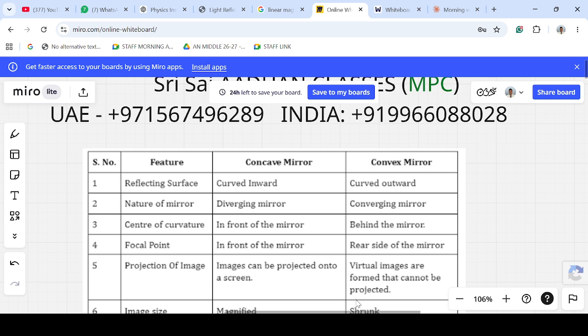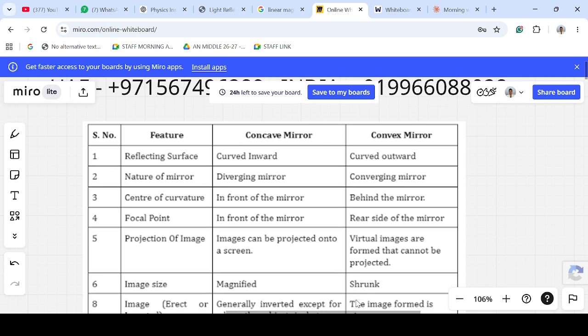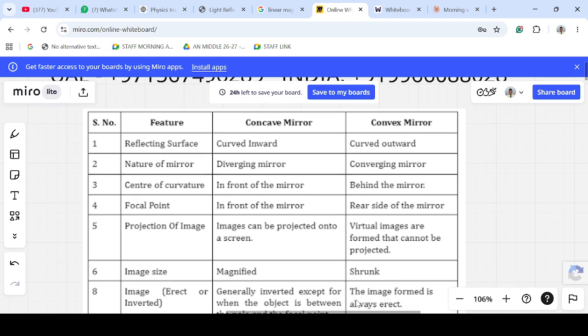As we continue Part C about the topic light, reflection and refraction. In the last class we discussed concave mirrors and convex mirrors. So again, a recap over here. Feature, the reflecting surface: concave is curved inward and convex is curved outward.